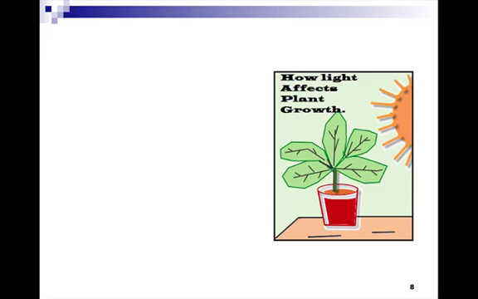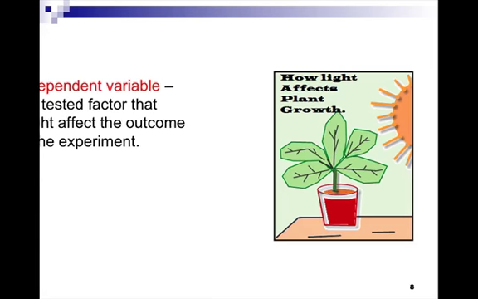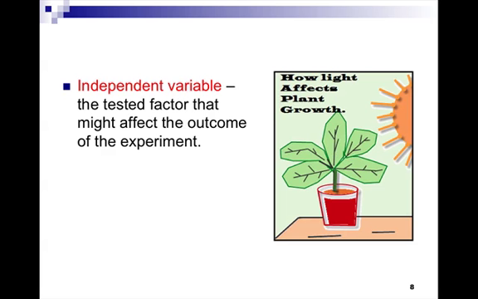So, what is the difference between the independent and the dependent variable? The independent variable is the tested factor that might affect the outcome of the experiment. So once again, the independent variable is the tested factor that might affect the outcome of the experiment.